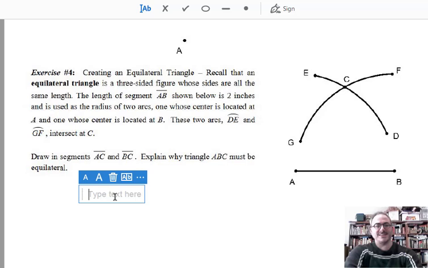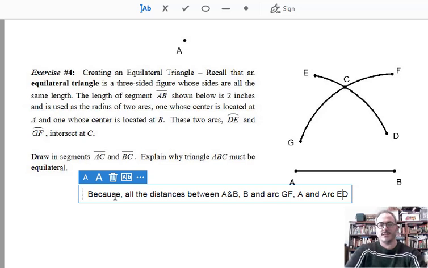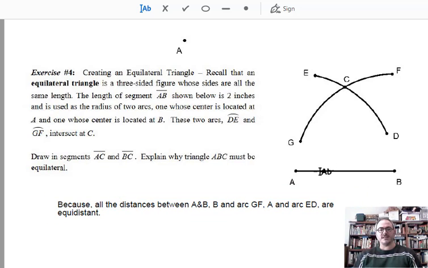We're going to explain why this triangle ABC must be equilateral. Because all the distances between A and B, B and arc GF, A and arc ED, are equidistant. That means they're all the same length.